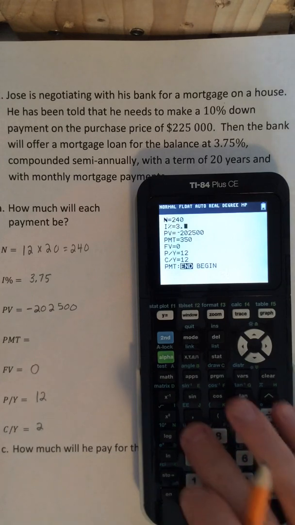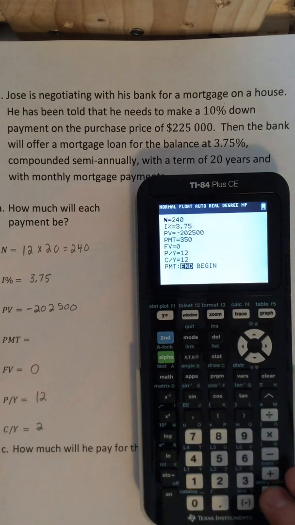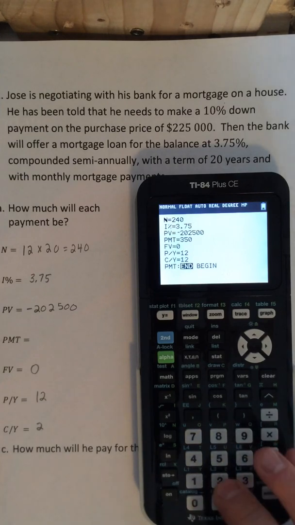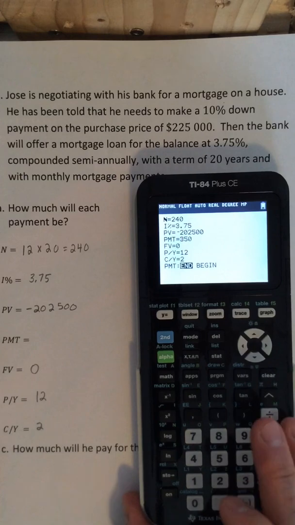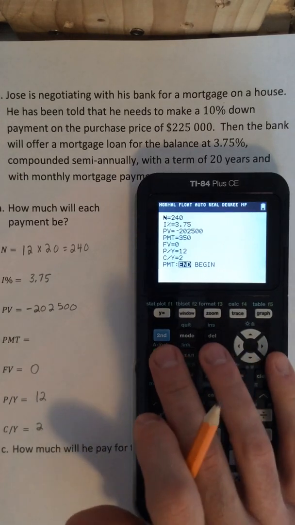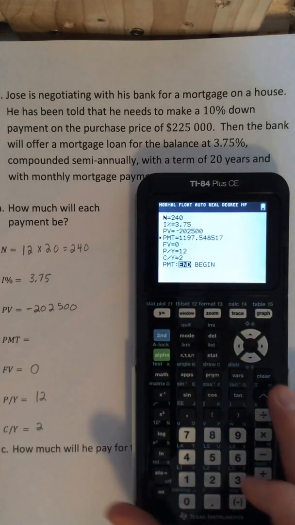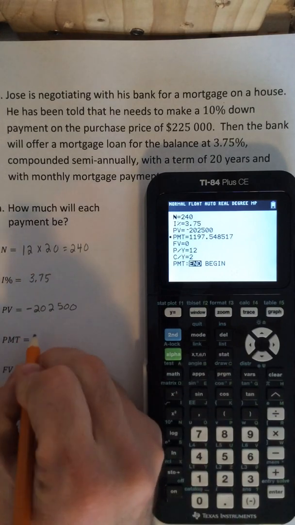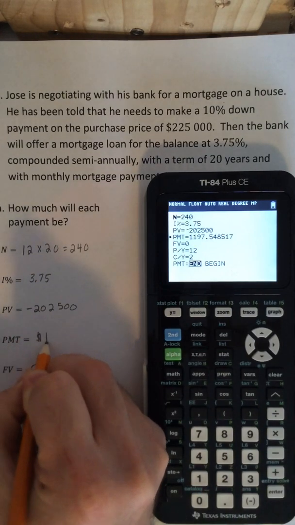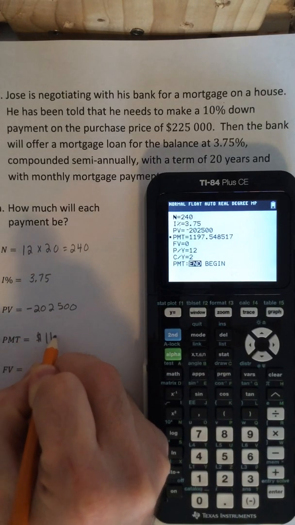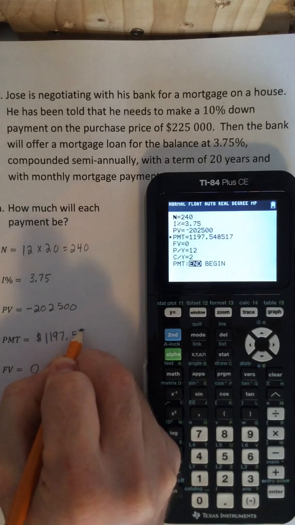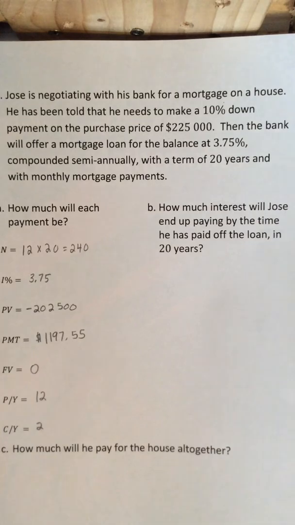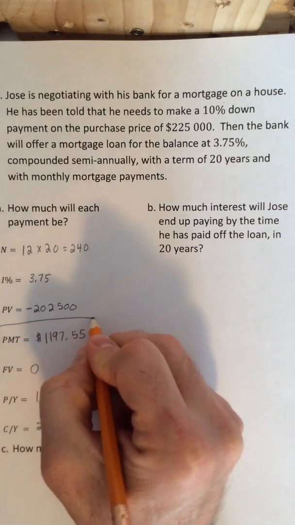We just need to enter this information first. Future value is 0, payments per year are 12, and compounding periods per year are 2. So if you go back and highlight payment and hit alpha enter, we get that his payment will be $1,197.55. And this will be his monthly payment.